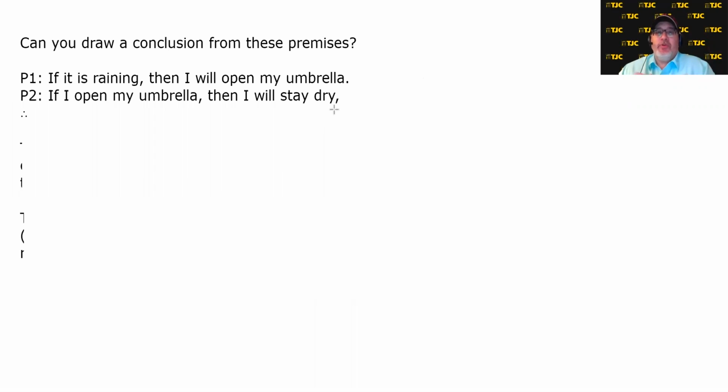All right, so let's start with the setup. Can you draw a conclusion from these premises? Premise number 1, if it is raining, then I will open my umbrella. I'm going to go ahead and highlight simple statements using the same color when they occur again. Premise number 2, if I open my umbrella, then I will stay dry. Well, there's a new simple statement, so we need a new color.